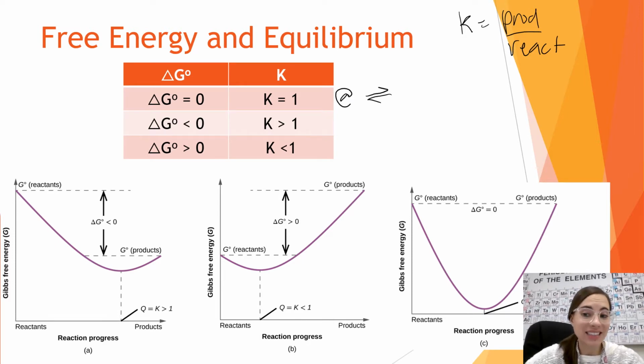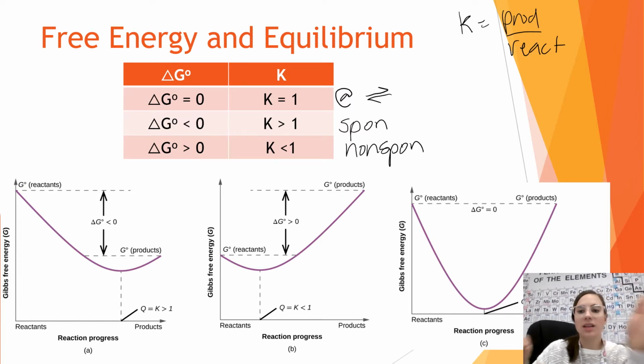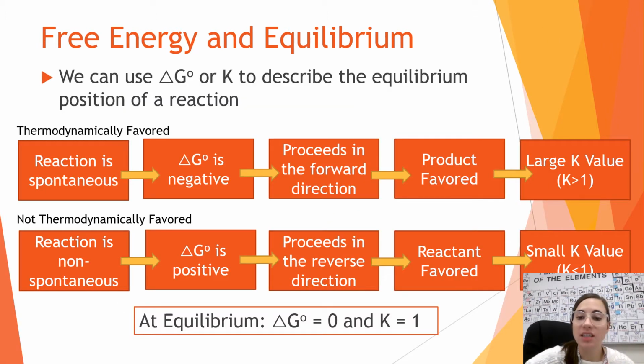If delta G is less than 0, so delta G is negative, and K is greater than 1, it means we're product favored. So that means we are spontaneous. And if delta G is greater than 0, K is less than 1, that is non-spontaneous. So that's how we combine these two concepts of Gibbs free energy and the equilibrium constant, to see that both of them can indicate to us if a reaction is thermodynamically favored or not. So let's summarize what we know.